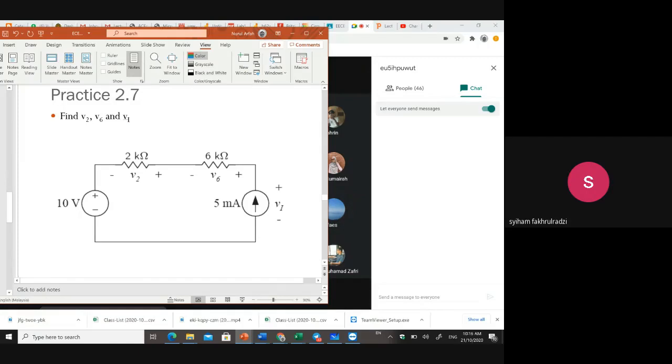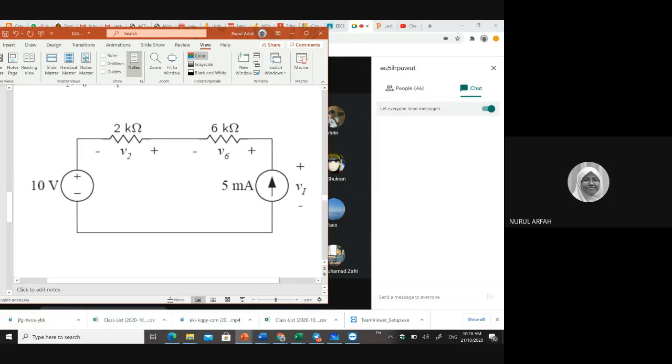Clockwise. Why? Because the movement of the current is followed by negative to positive. Do you follow this passive sign convention here, or do you follow what? This voltage source or the current source? Yes, the 10-volt source. I think I follow it. Oh, you follow this one.